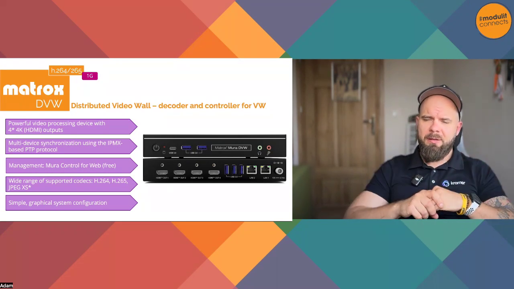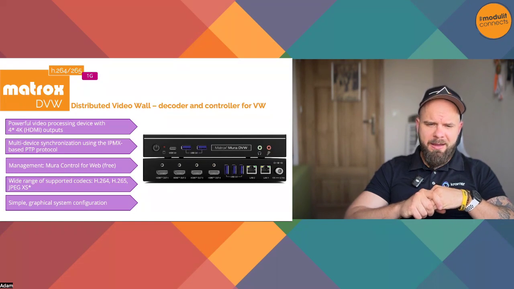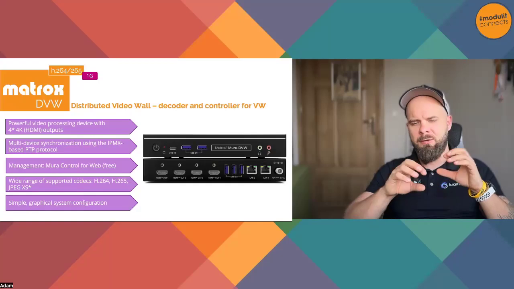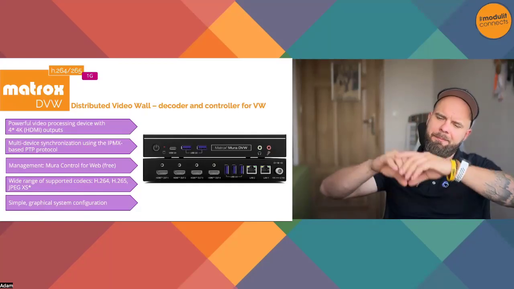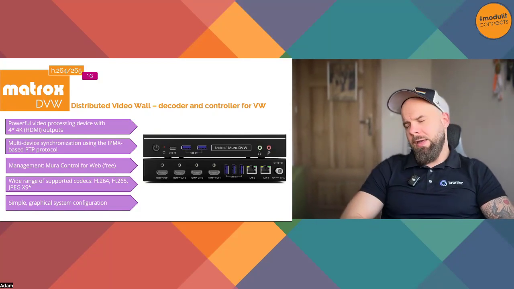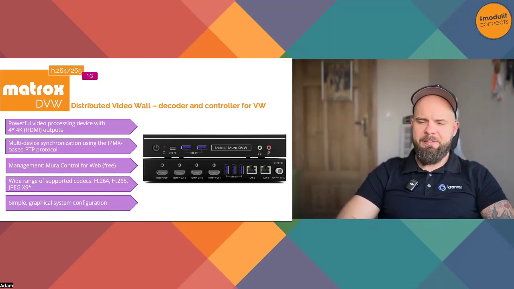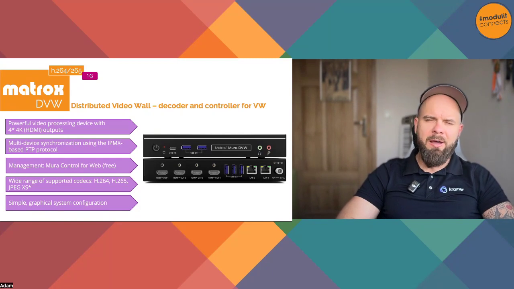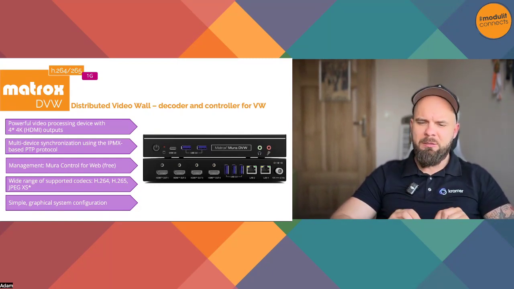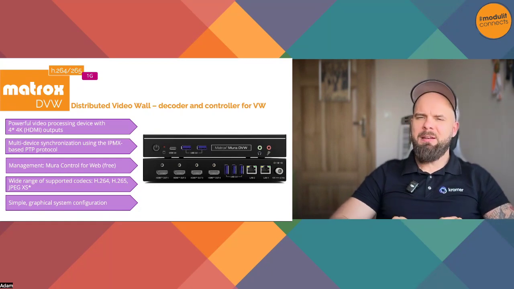So first of all, it's an H.264, 265 and JPEG XS decoder. So you can actually use it to decode different types of signals and display them over the video wall. But what's a very interesting thing here, it doesn't require a specific AV over IP manager to work. It's actually an AV over IP manager itself.